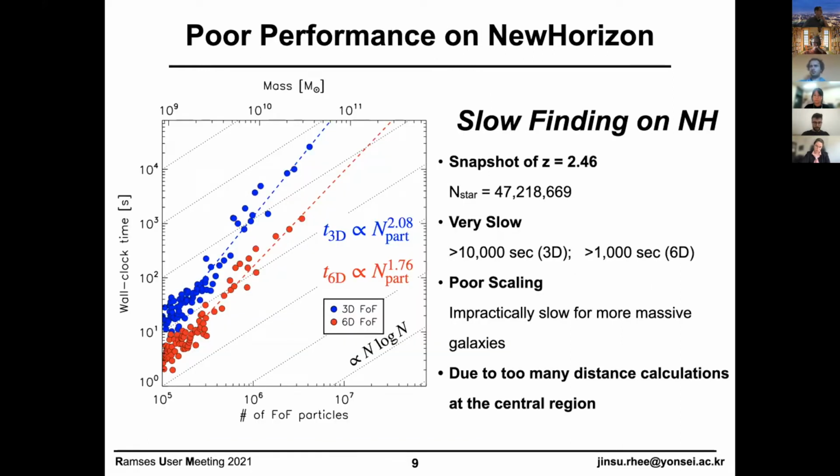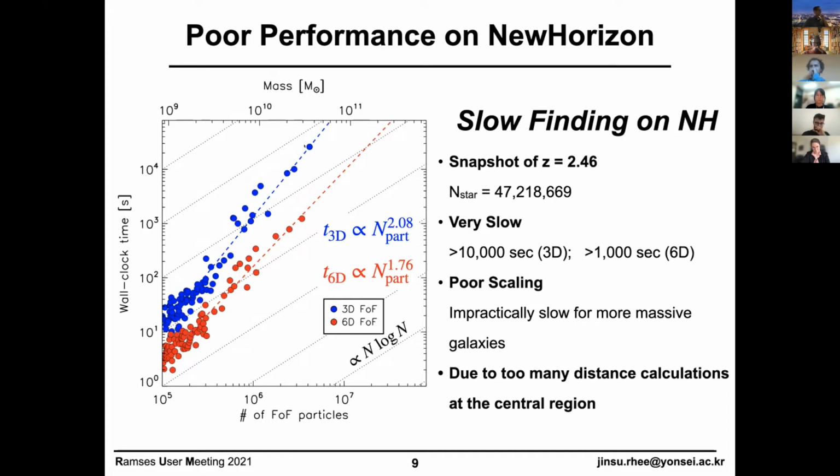As the first step, we ran Velociraptor on the New Horizon simulation at the snapshot with redshift of 2.46, where the number of stellar particles is about 47 million. What you can see from the left figure, which is wall clock time for searching 3D and 6D FOF as a function of their particle numbers, is that it is very slow.